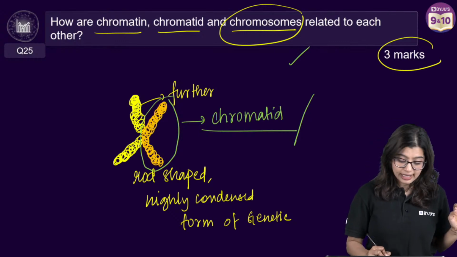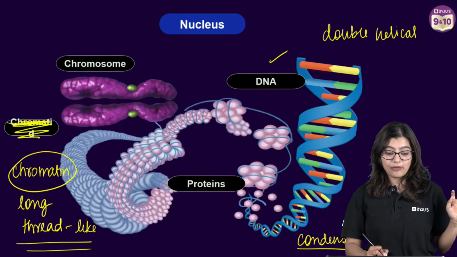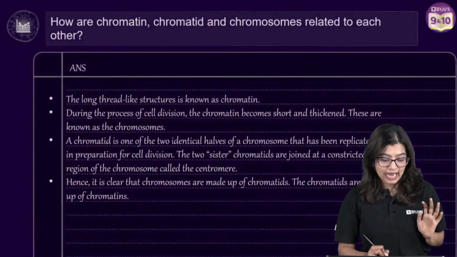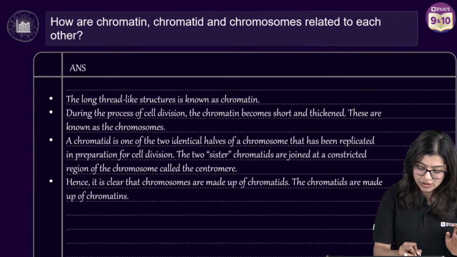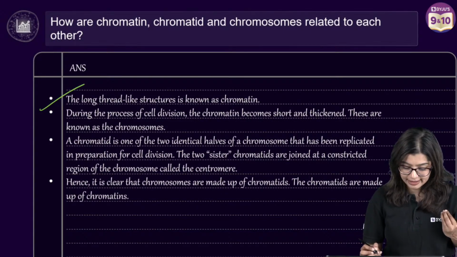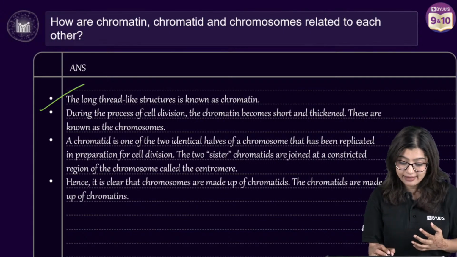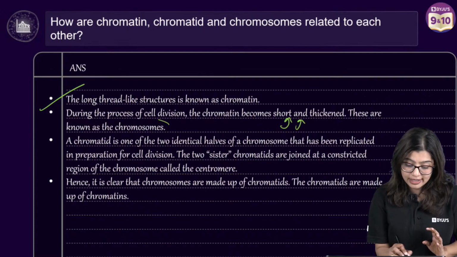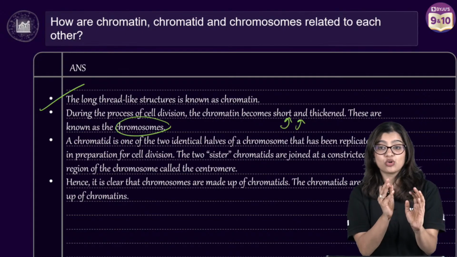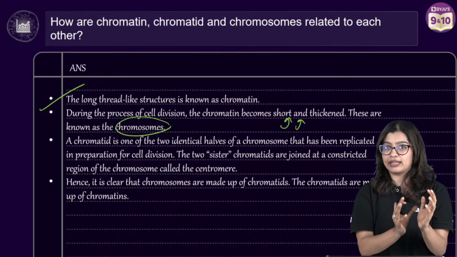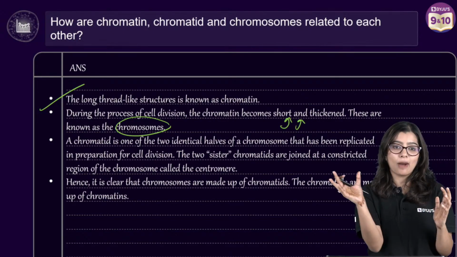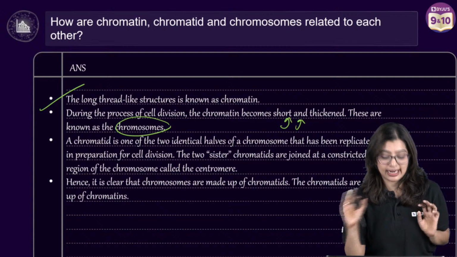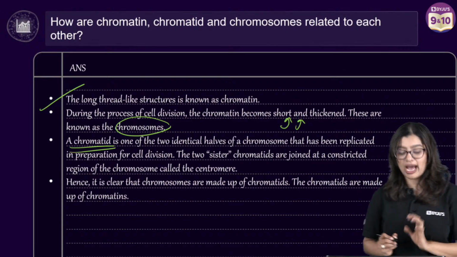So I hope we are clear with this, students. I hope we are clear. So when you are writing the answer, the long thread-like structure is what we call chromatin. During the process of cell division, it becomes short and thick. So what do we call them? We call them chromosomes. Now this chromosome has all the genetic material. But for cell division, it has to make a copy, right? So that copy that it makes is what we call a chromatid.